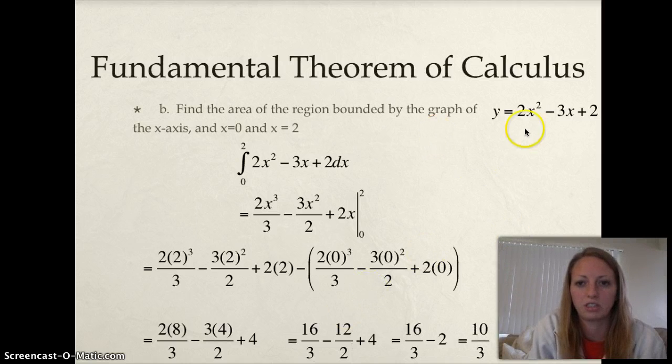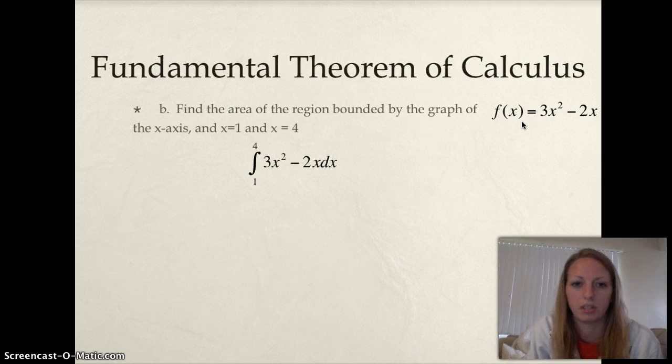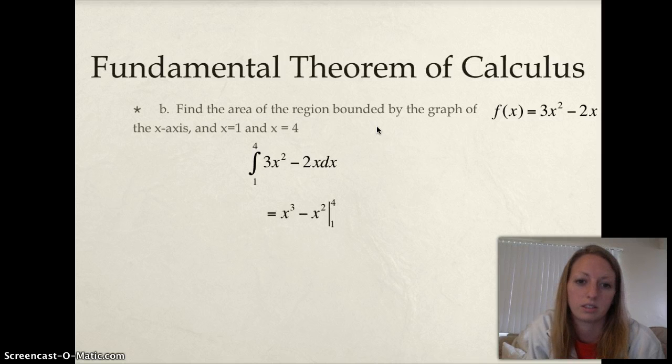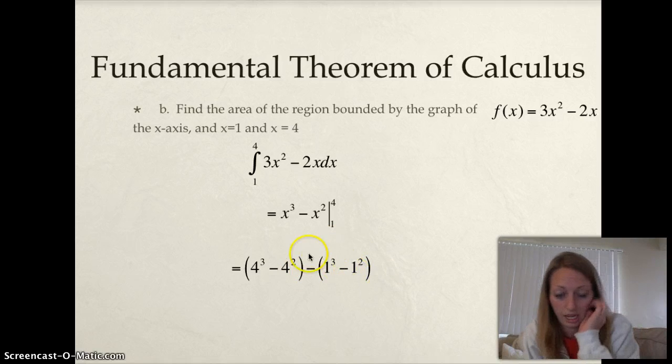So really, again, this is no different than what we were doing before, it's just phrasing it differently. And the last example, again, you're going to set up your integral from 1 to 4 this time, based on what it says. Find the area of the region bounded by the graph of f of x equals 3x squared minus 2x, the x-axis, x equals 1, and x equals 4. Integrate, so this one we get x cubed minus x squared, plug 4 in, then plug 1 in. So 4 cubed minus 4 squared, minus the quantity 1 cubed minus 1 squared. Remember that you do need parentheses because this will affect what you get.